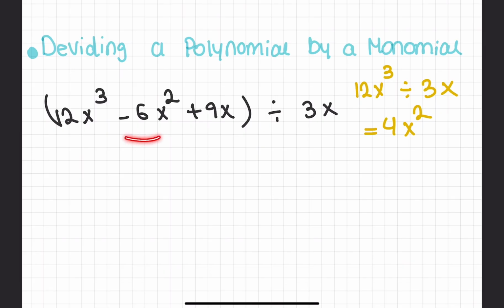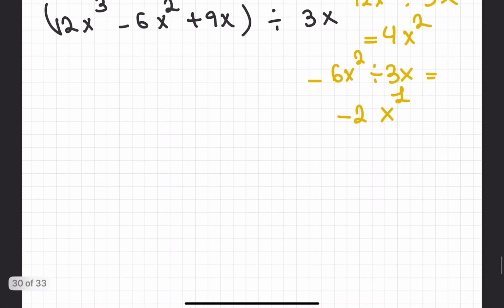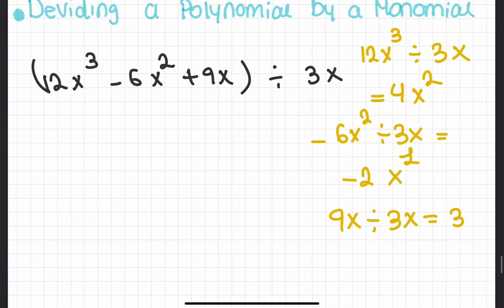Then minus 6x squared divided by 3x. Minus 6 divided by 3 is minus 2. x to the power of 2 divided by x. So you write down x and it's going to be 2 minus 1. You have 1 here. Then you have 9x divided by 3x. You have 3. So I'm just going to write down 1, 2, 3.